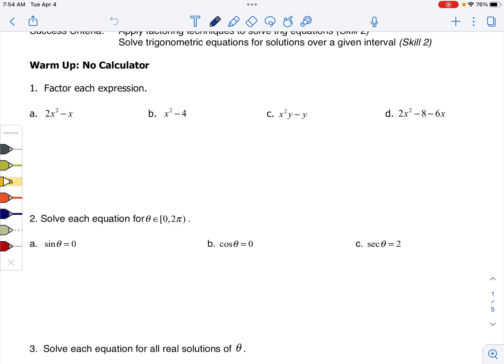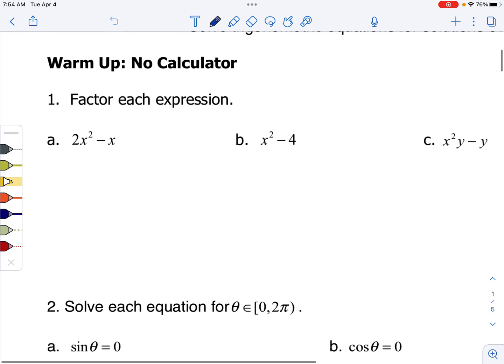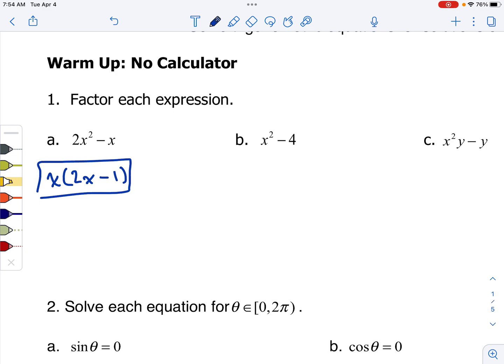I'm not going to do all of these here, but just a gentle reminder, when factoring, a lot of times the first move you can look for is to see if there's a GCF. So this has an x common to both terms. So I can factor out the x and I'm left with 2x minus 1. That's all we can do there.